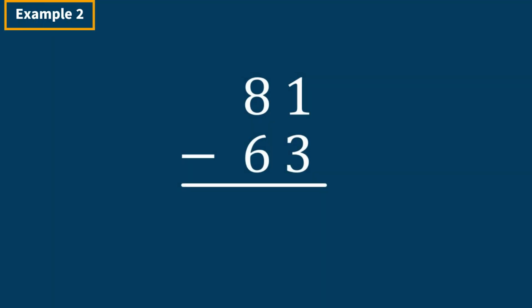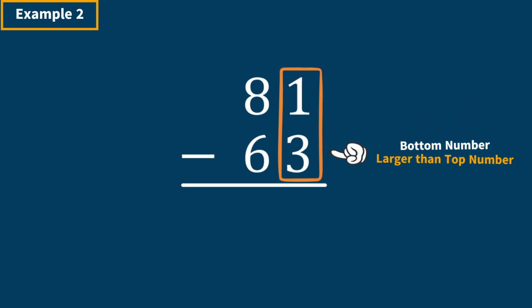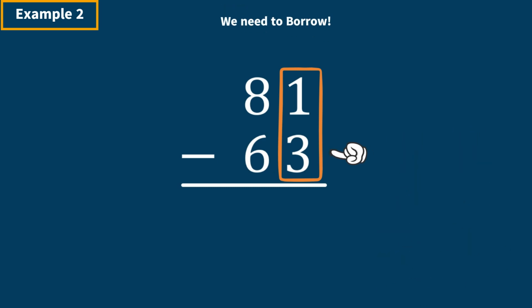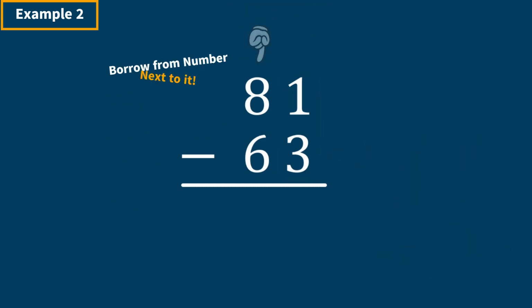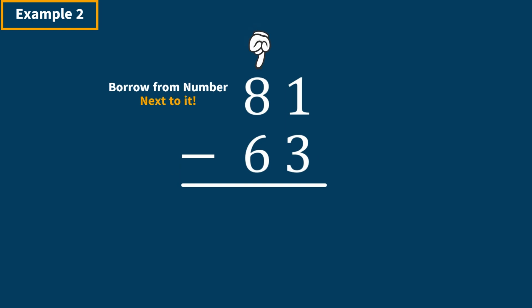Example number 2. We have 81 minus 63. Let's look at each column independently. Looking at the first column, we have a 1 and a 3. Since the 3 is larger, what we need to do is borrow. And if we're looking at the 1, we're going to borrow from the number next to it, which in this case is the 8. And the way we borrow is essentially we're going to be taking 10 from the 8.